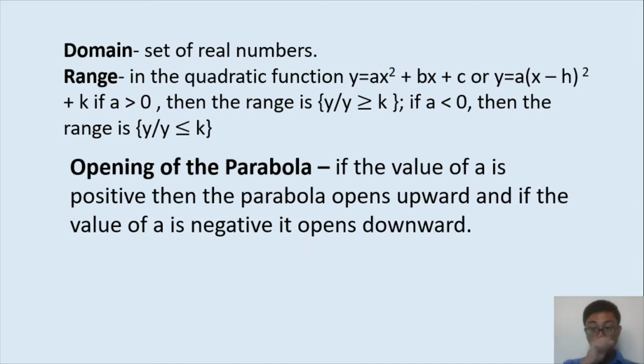Then we have the opening of the parabola. If the value of a is positive, then the parabola opens upward. And if the value of a is negative, it opens downward. So, ito yung tawag sa graph ng quadratic function, tawag sa kanya is parabola. And that is the behavior of the graph. If the value of a is positive, then upward. Pag negative naman ng a, downward. So, yan yung tatandaan natin.